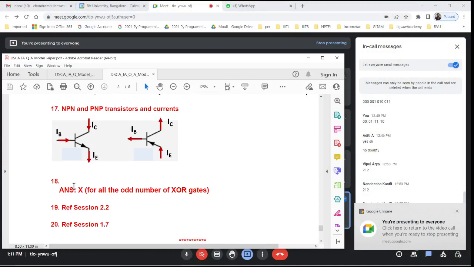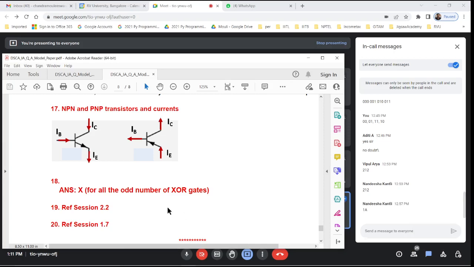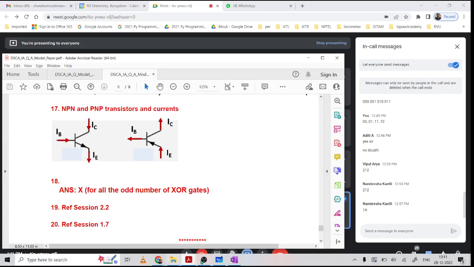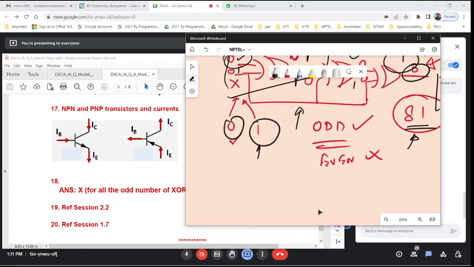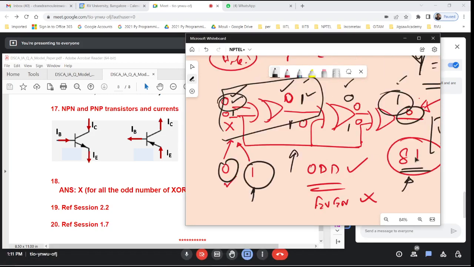So the answer is x for all odd number of XOR gates. Remember, even and odd are different. In case, let me tell you, for the same circuit, if I get an even number of gates, suppose if I say that there are 82 gates or 92 gates, what will be the output? Whatever x I give, you are going to get an even number of things. If I give 1, I get 0.